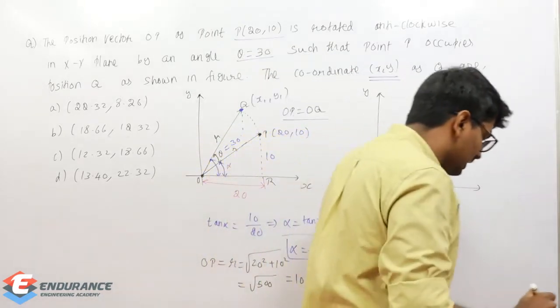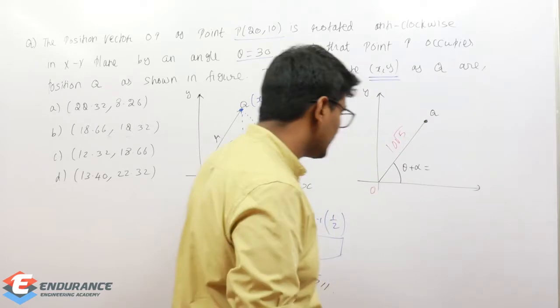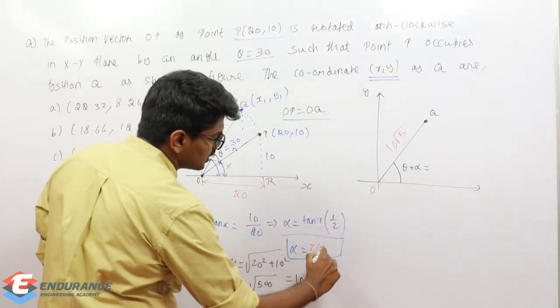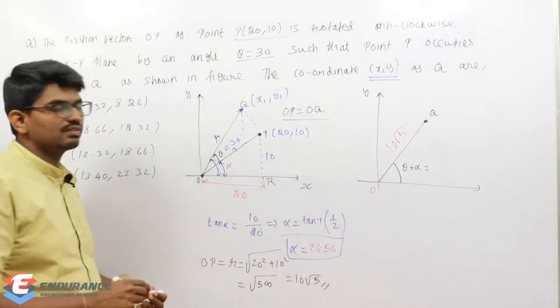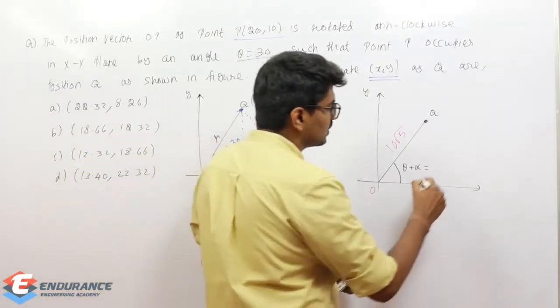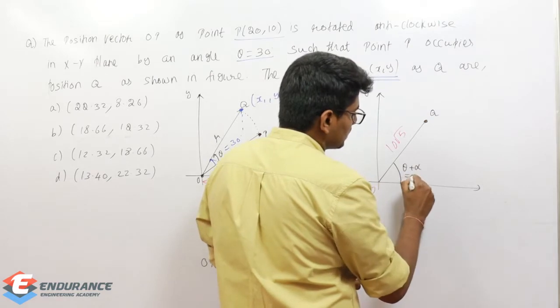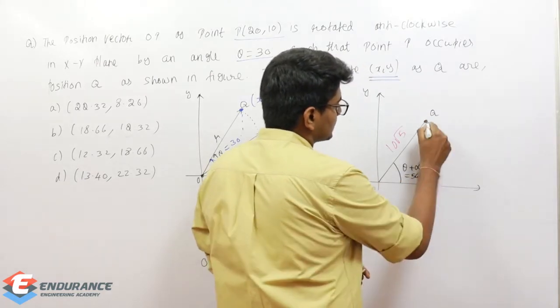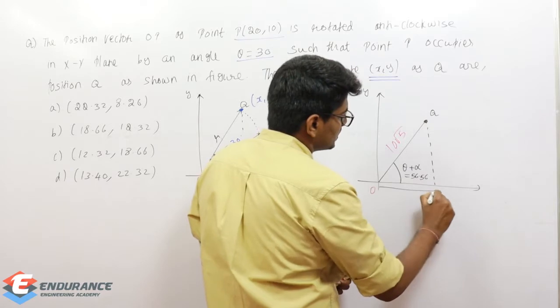Alpha, tan inverse of 1 by 2, you will be getting 26.56. Alpha will be 26.56. Already this is 30, so 30 plus 26.56, it is going to be 56.56. Now how to find out the coordinate? Simple.